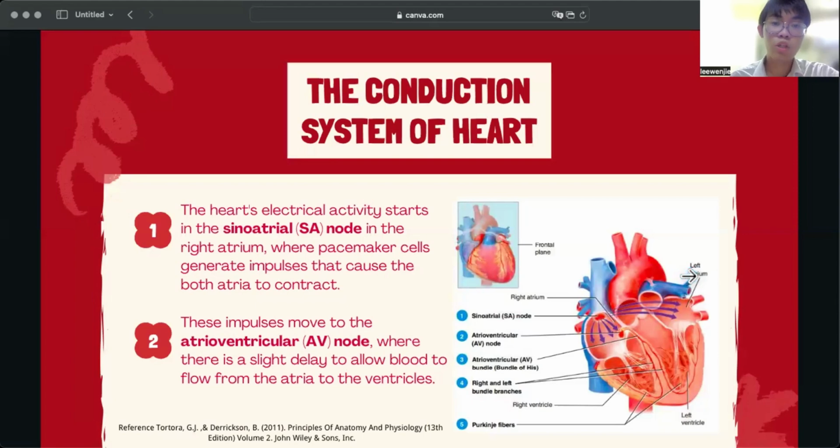Okay, the conduction system of the heart. The heart's electrical activity starts in the sinoatrial SA node, which is the natural pacemaker, generating the impulse that causes both atria to contract, and the impulse moves on to the atrioventricular node, AV node. This is slightly delayed, which is to allow the blood to flow from the atria to the ventricles properly.